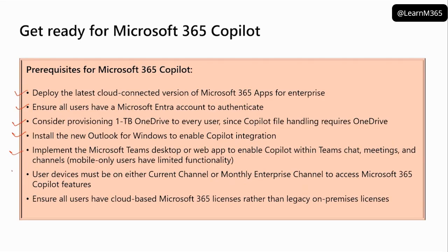After that, users' devices must be on either Current Channel or Monthly Enterprise Channel to access Microsoft 365 Copilot features. That makes sense because we know that we are receiving updates in Copilot from Microsoft 365 almost every day. Those are very frequent. So if my Copilot is updated, why not the devices and applications that it's working with? So your update channel should be set to either Current Channel or Monthly Enterprise Channel. You can manage that from the Apps admin center.